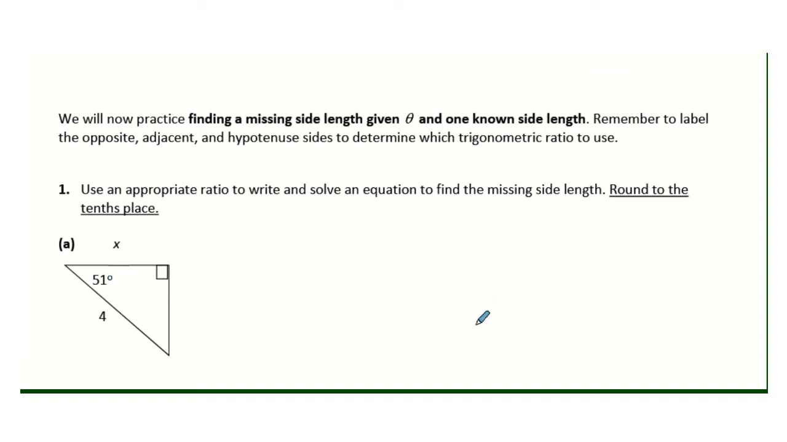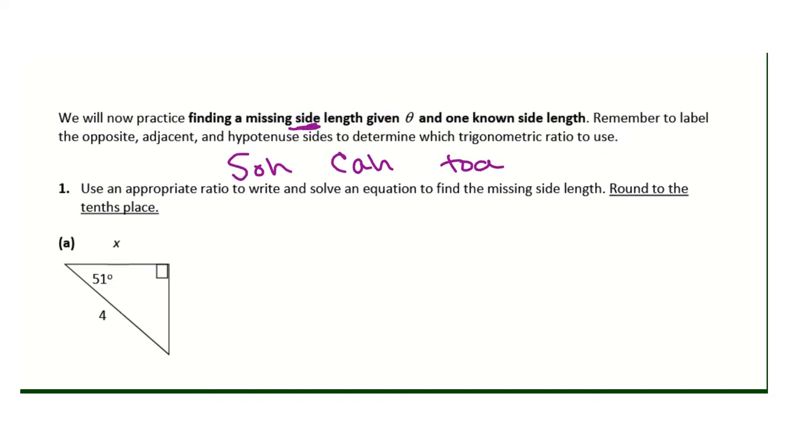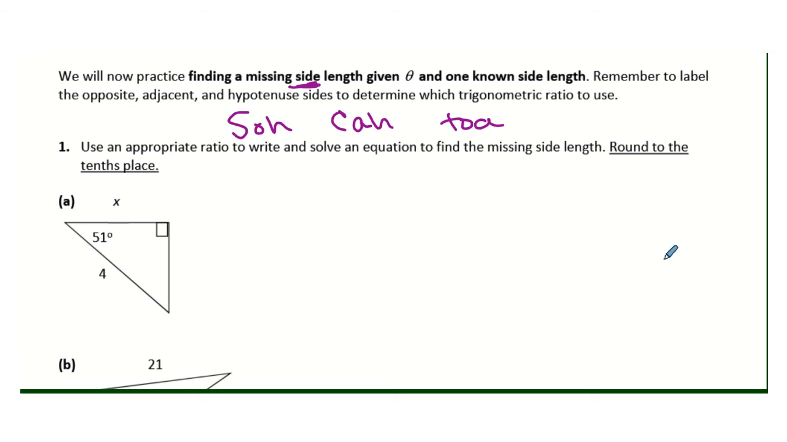It says we will now practice finding a missing side length given theta and one known side length. Remember to label opposite, adjacent, and hypotenuse to determine which trigonometric ratio to use. So again, we're going to be using SOHCAHTOA here, and here we're finding a missing side. It says use the appropriate ratio to write and solve an equation to find the missing side length. Round to the nearest tenths place.